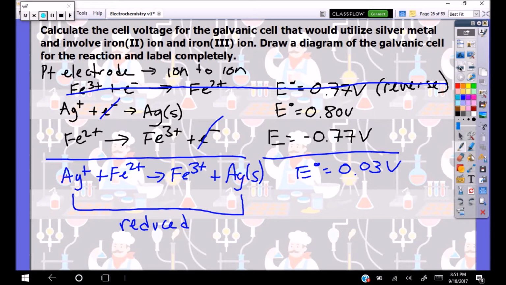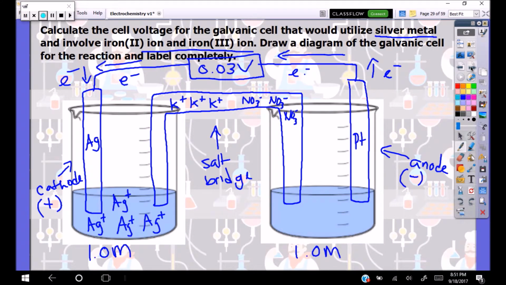the iron 2 plus is being oxidized. So iron 2 plus is my reactant that needs to be in solution. We go based off of our reactants, right? So we saw our reactants were iron 2 plus and Ag plus. Okay. So this is what a correctly labeled picture looks like.